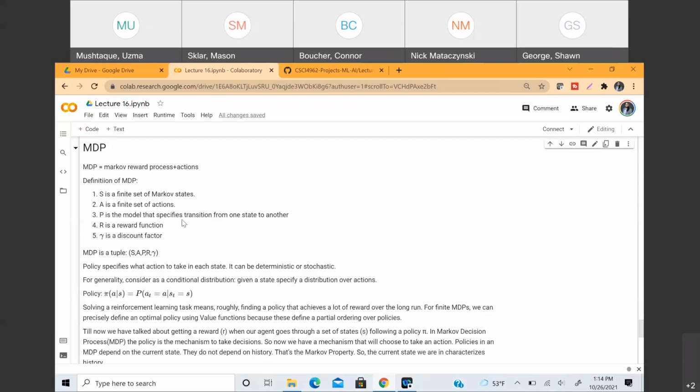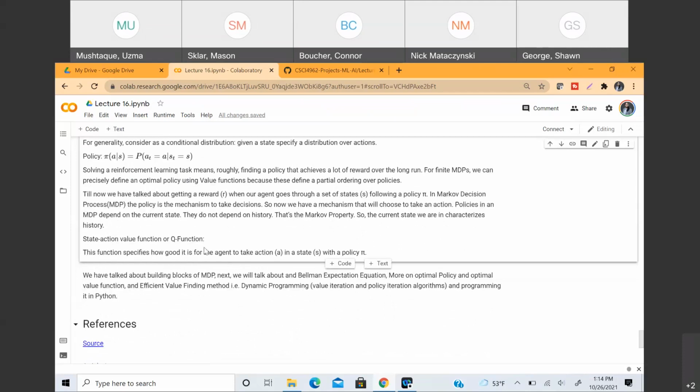A is the finite set of actions. P is the model, which is calculating the transition probability. Do you have a model, or is it given? R is the reward function, and gamma is the discount factor. So if you have those five things, you can define your complete Markov decision process and then model a reinforcement learning problem. Okay.